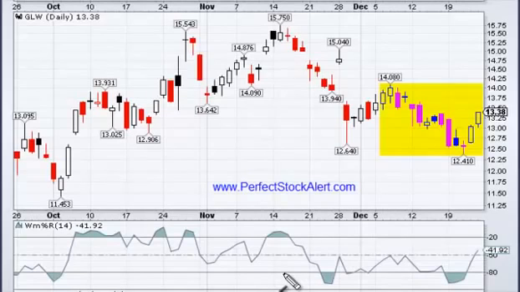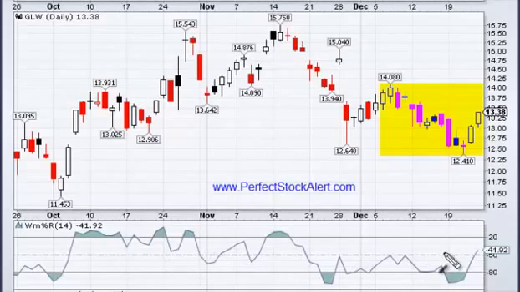%R. However, there's a couple of things that the stochastic oscillators can do that the Williams %R cannot do, and for that reason alone, I don't really see a reason to use the Williams %R over the stochastics. So that's just my personal opinion, but I'll show you what we can do with this.